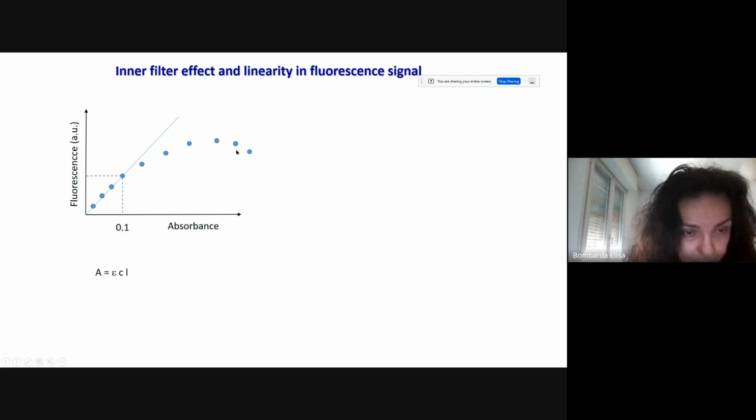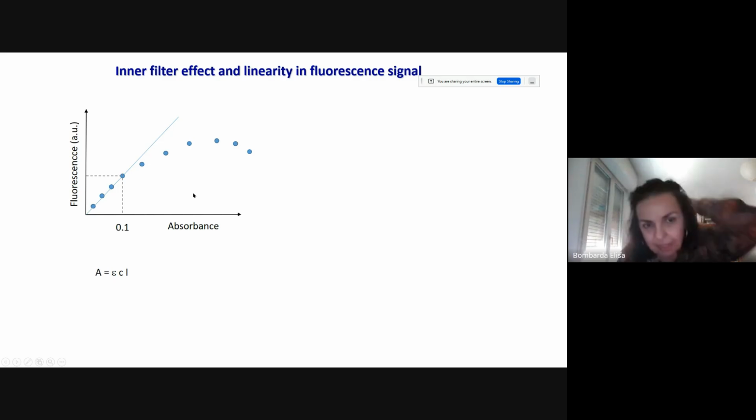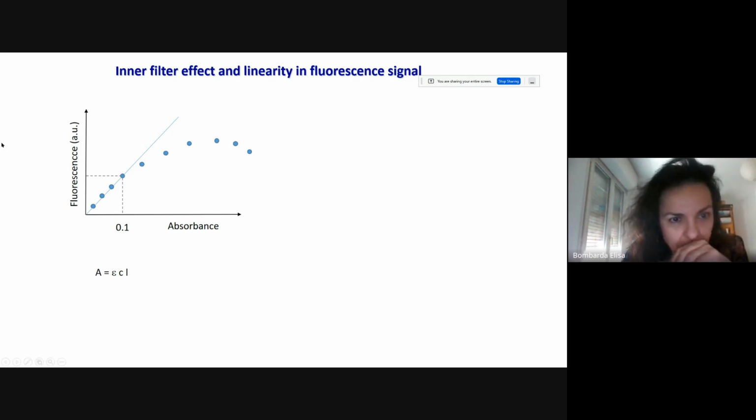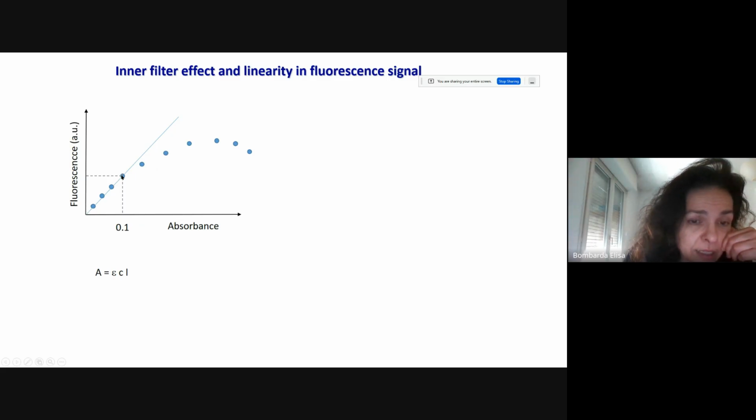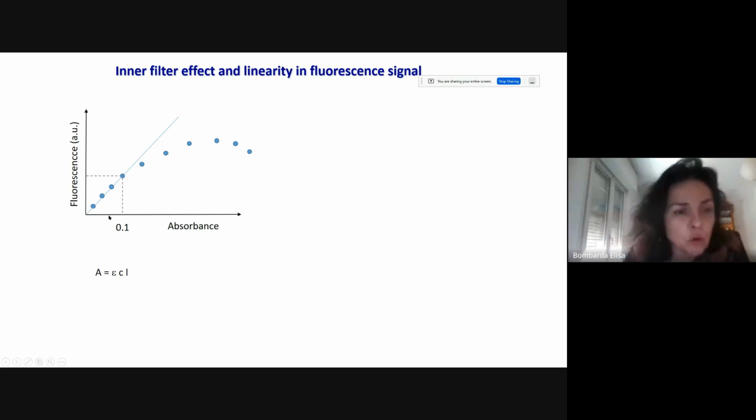And that is the consequence of the inner filter effect, which I don't see in absorbance, because absorbance is measured through the cuvette, and so takes care exactly of all that is absorbed everywhere, but I see it in the fluorescence, this saturation. So practically, fluorescence is linear in absorbance, typically till a value of 0.1 in absorbance. Afterwards, not anymore. Of course, it depends.